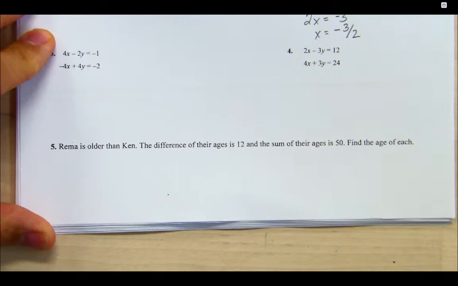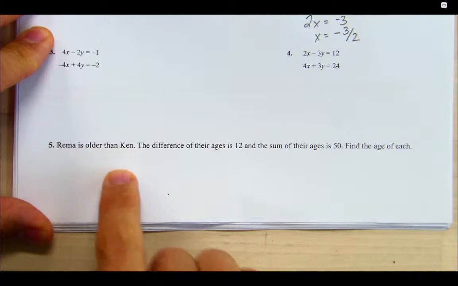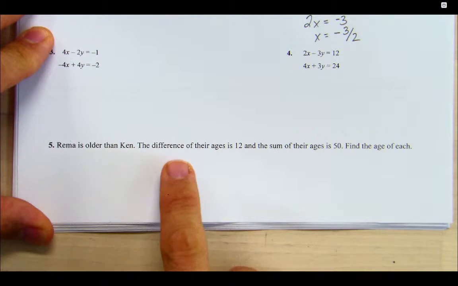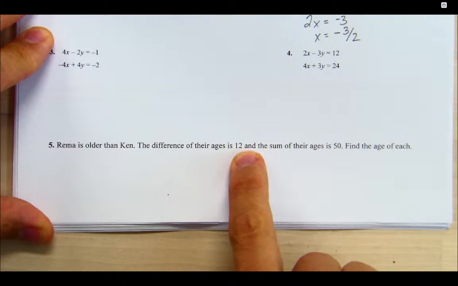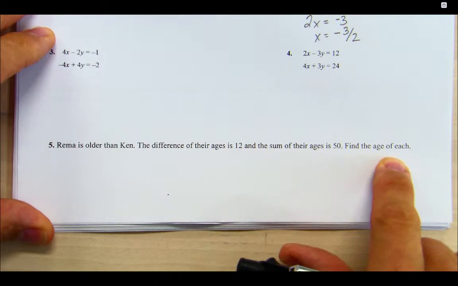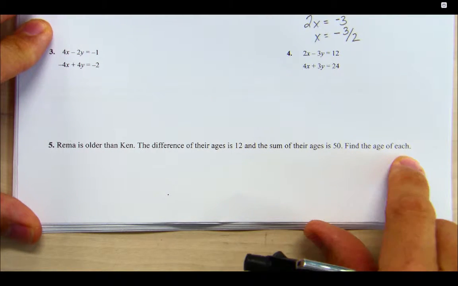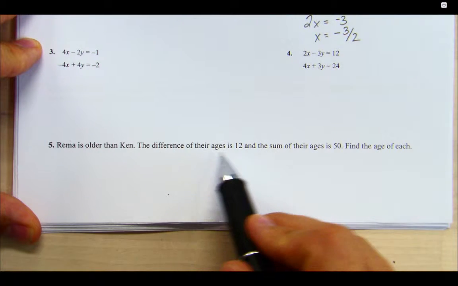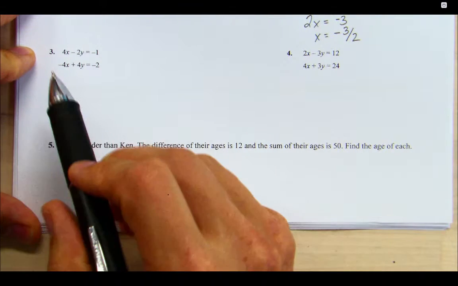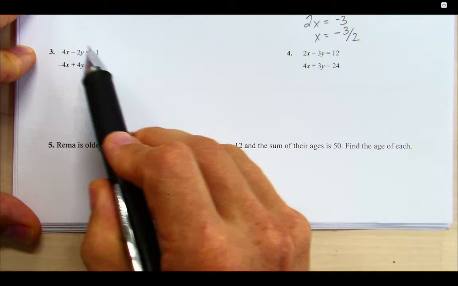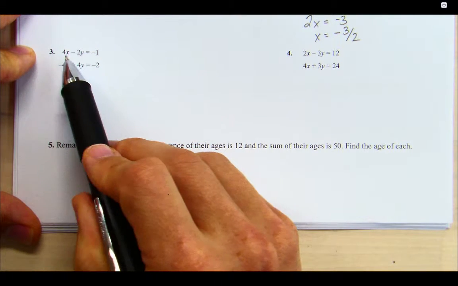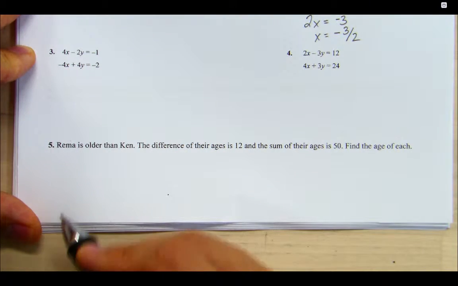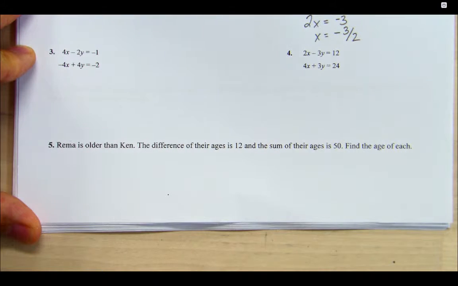Away we go. Okay, so they're talking about 2 people here. Rima is older than Ken, and the difference of their ages is 12, and the sum of their ages is 50. Okay, find each age. So what you're trying to do is, I see 2 different situations with these ages. So we're going to set up a system, like one of these systems, where we've got 2 statements that are true, and then we can find the two variables.